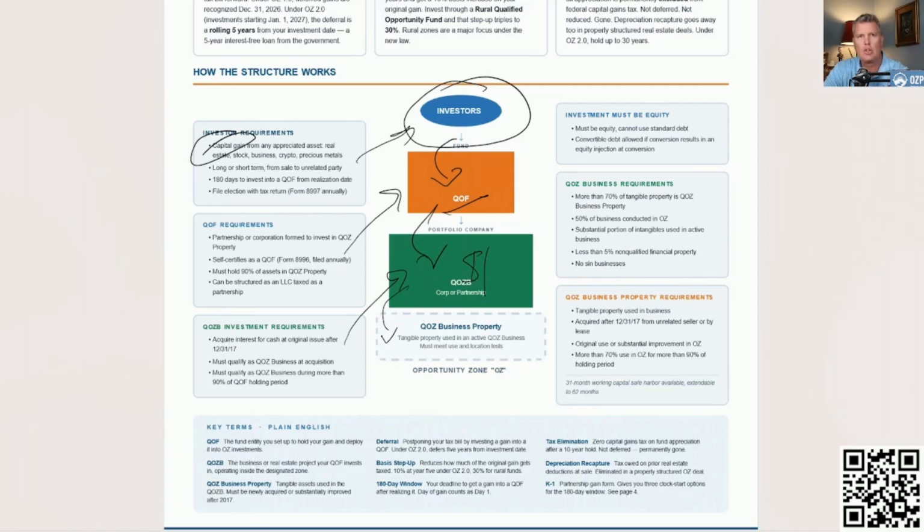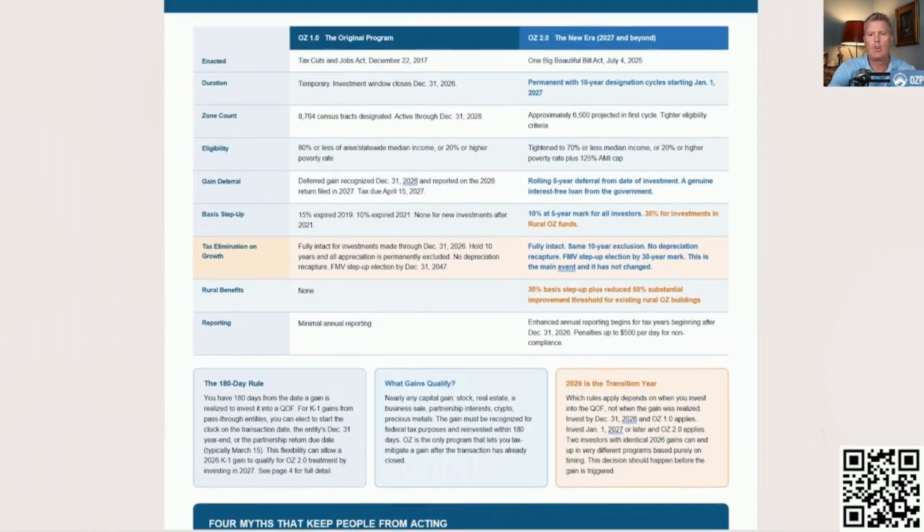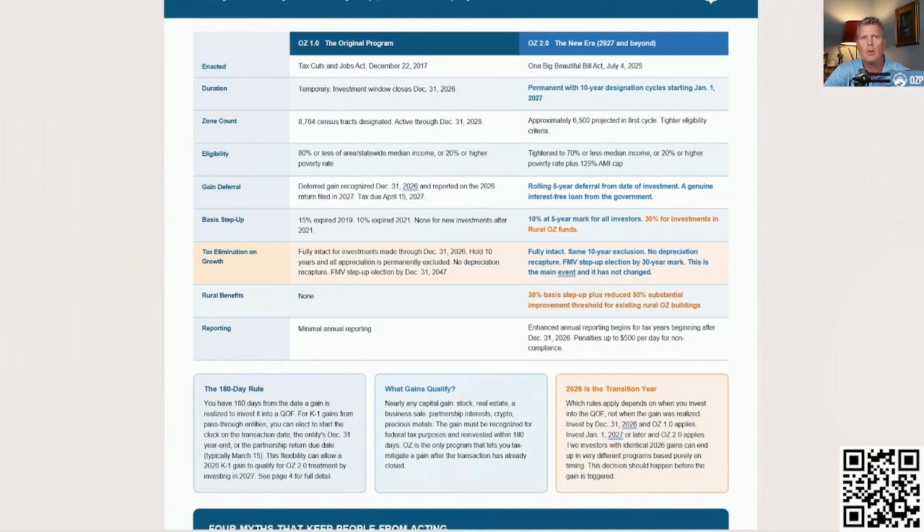Now, page 2 is the comparison that most people get wrong. This is 1.0 versus 2.0 side by side. The key thing to know is that OZ 1.0, the original program, is still alive through December 31st, 2026, with the 10-year exclusion fully intact. OZ 2.0 takes effect January 1st, 2027, and it brings back the deferral. You're going to get a 5-year rolling deferral from when you put your money in. It could go in any time during that year, and it's going to get you 5 years that you don't have to pay the taxes.